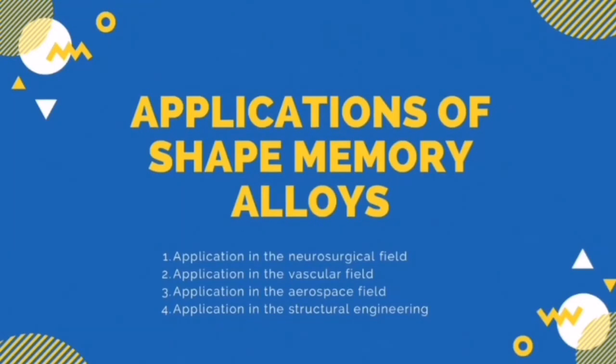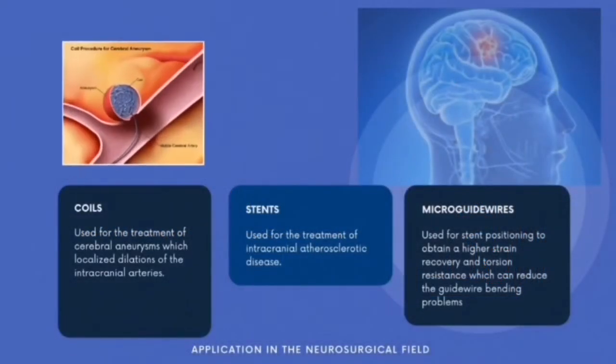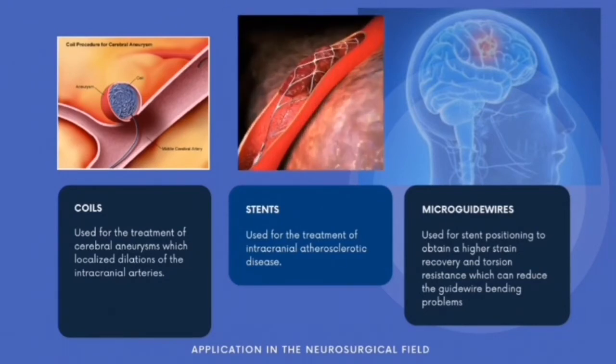In this part, I will share about applications of shape memory alloys in the neurosurgical field, vascular field, aerospace field, and structural engineering. Firstly, application in the neurosurgical field, where the devices produced are coils, stents, and microguide wires. Coils are used for the treatment of cerebral aneurysm, which is a localized dilation of the intracranial arteries. Stents are used for the treatment of intracranial atherosclerotic disease, while microguide wires are used for stent positioning to obtain high strain recovery and torsion resistance, which can reduce guide wire bending problems.